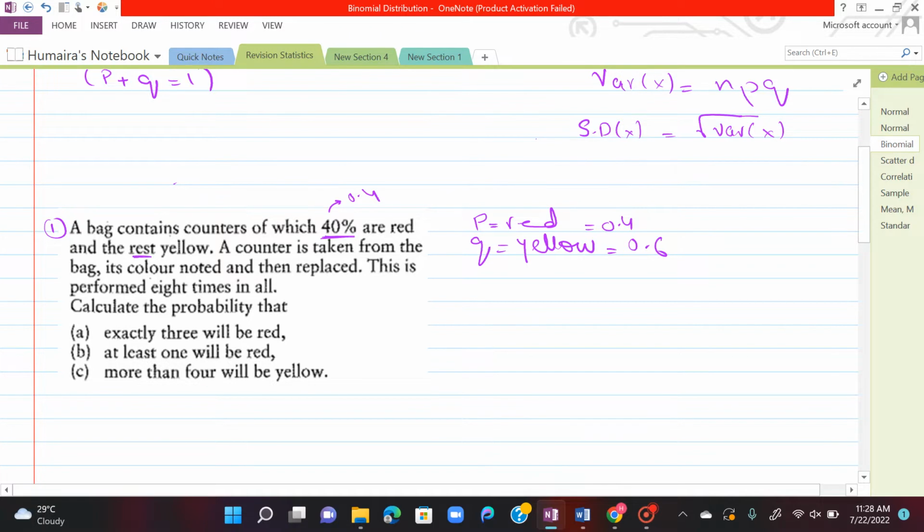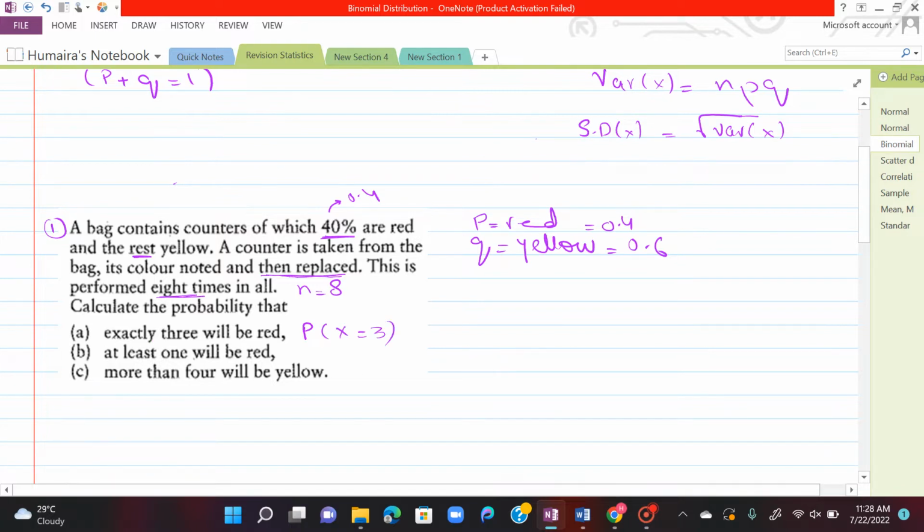A counter is taken from the bag, its color noted, and then replaced. See, if it's a binomial distribution, then it should be replaced back. The reason is that in a binomial distribution, the P never changes in every next trial, right? So its color is noted and then it is put back. This is performed n times, 8 times. So n is 8. Calculate the probability that exactly 3 will be red. So that means I want the probability of x equals 3.